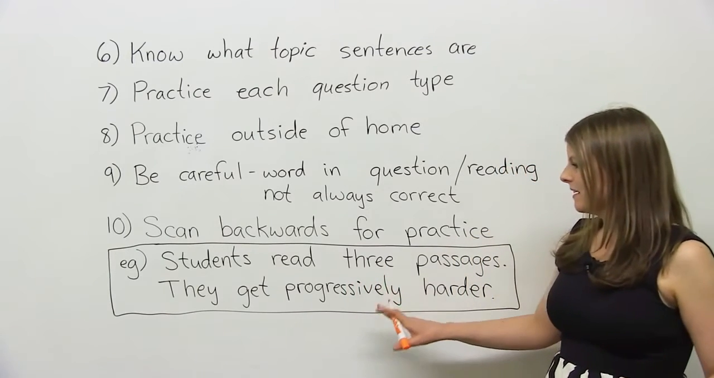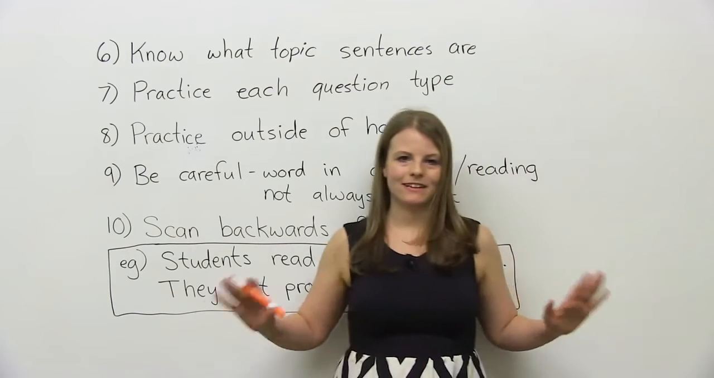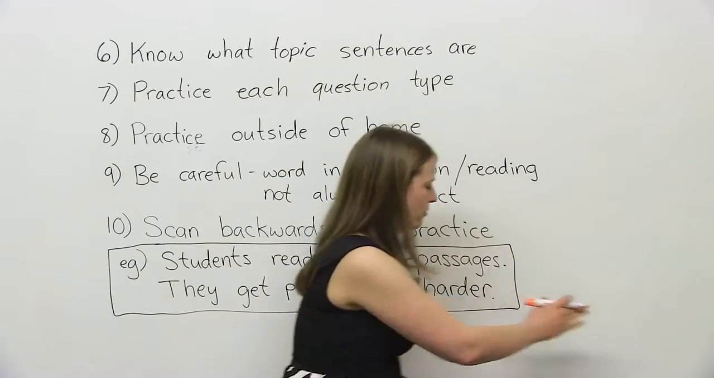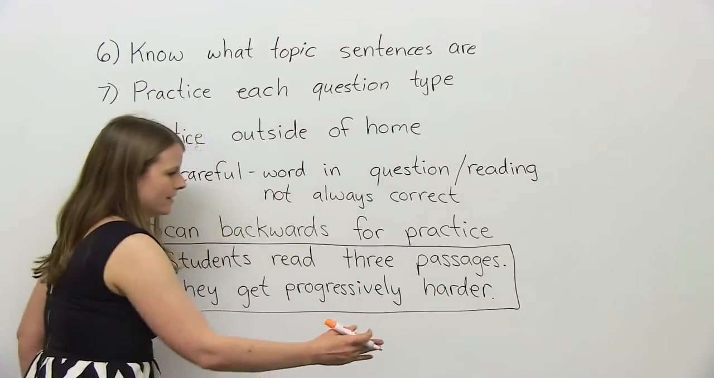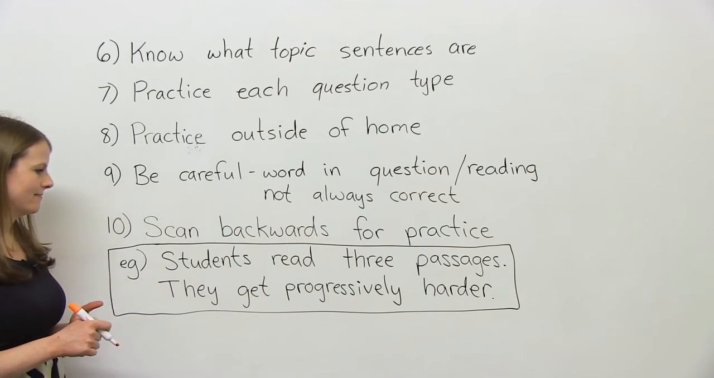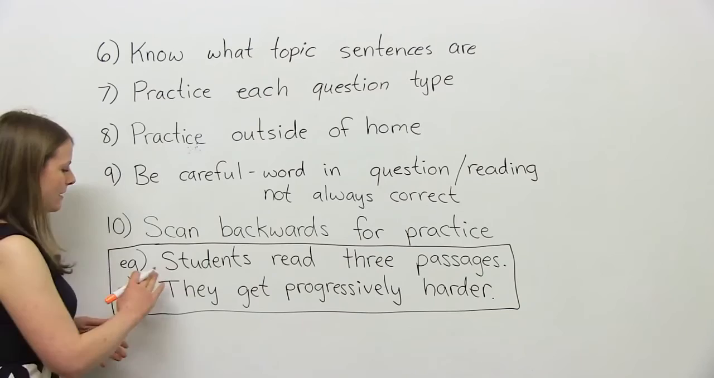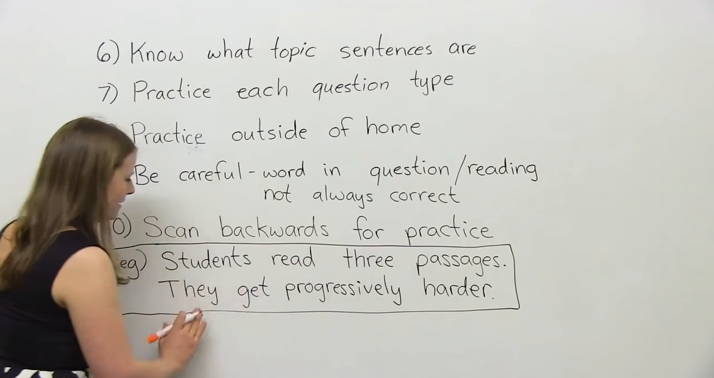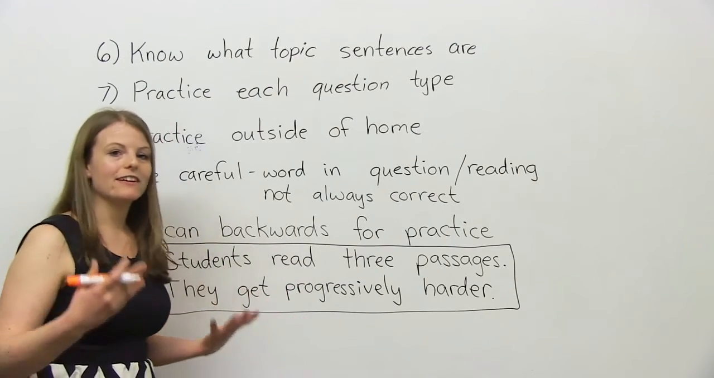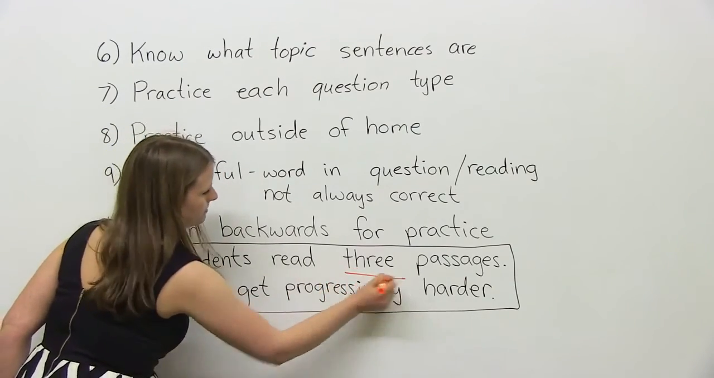Now, how would I do this? Okay, I'm going to ask you a question. How many passages are on the IELTS? Now, before you read, I want you to look for a number and look this way, okay? So you can start scanning. How many passages are on the IELTS? You're just looking for the keyword. If you read the sentence like students read 3 passages, they get progressively harder, you're wasting too much time reading. It's a lot better if you just look for the piece of information, in this case a number. So I could just go 3.